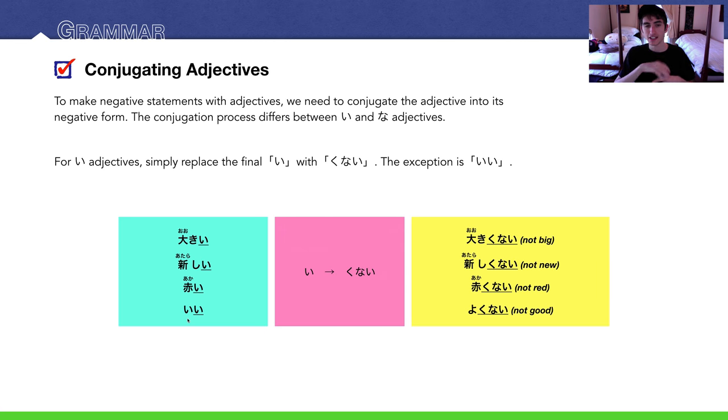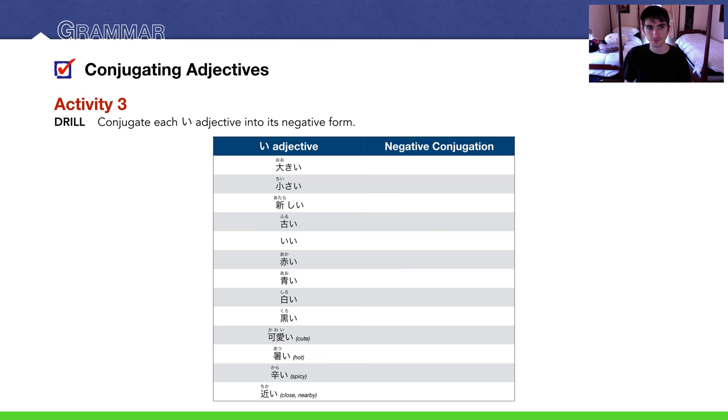Usually, e is an exception for every rule. I don't know why, it just is. And usually when you conjugate e, the first e in that word turns into yo. So this is yokunai in negative form.